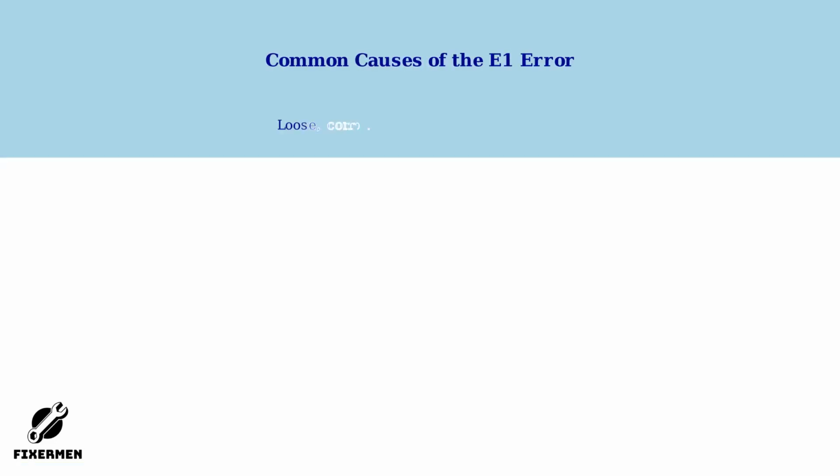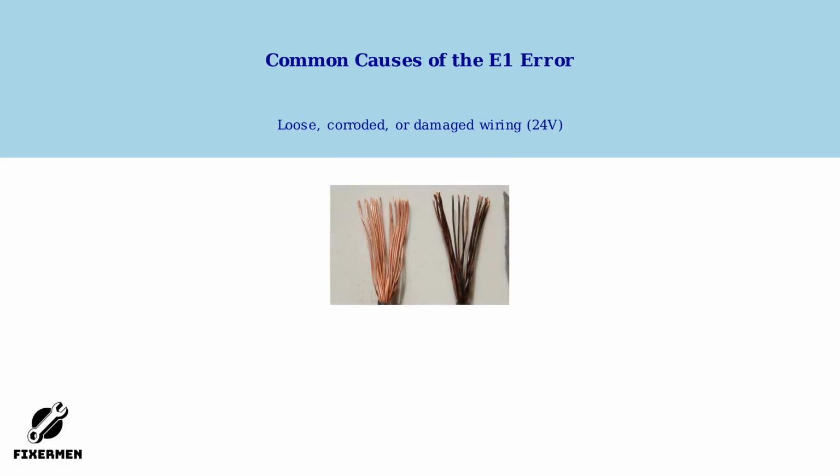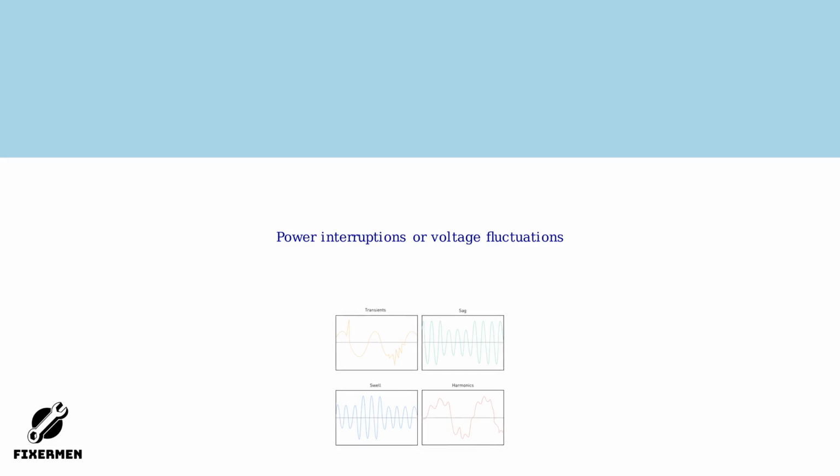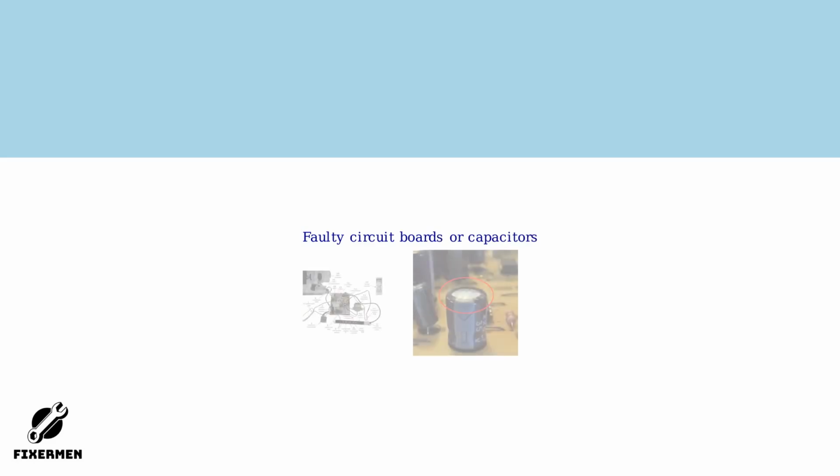Several factors can trigger the E1 error in Lennox HVAC systems. The most common cause is loose, corroded, or damaged low-voltage wiring, typically 24 volts, that connects the indoor and outdoor units. Another frequent trigger is power interruptions or voltage fluctuations that cause the indoor unit circuit board to reset and lose communication.